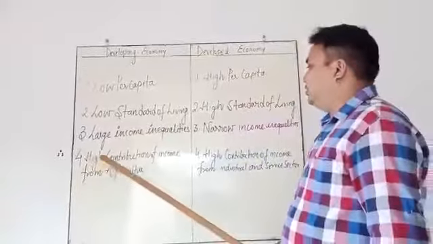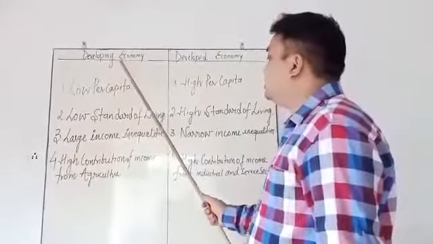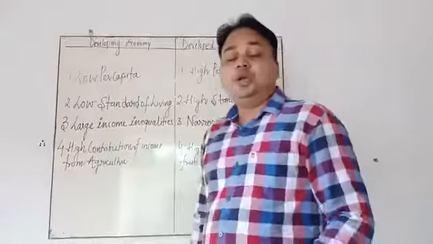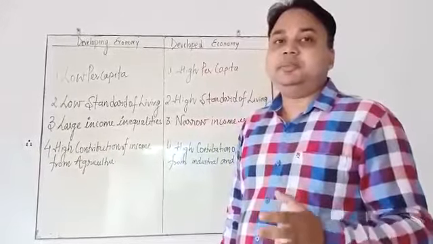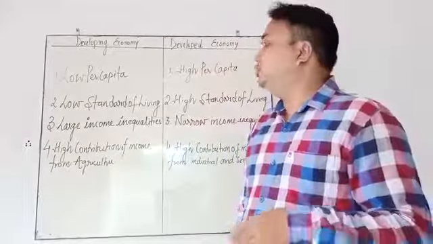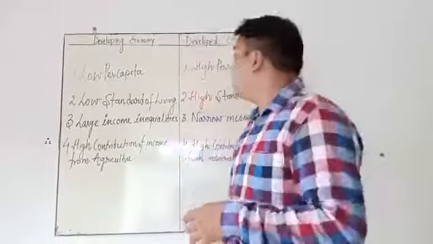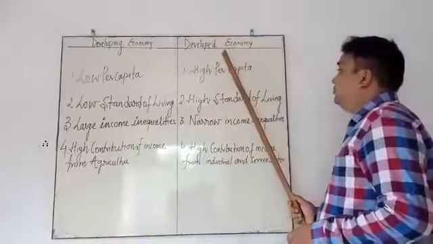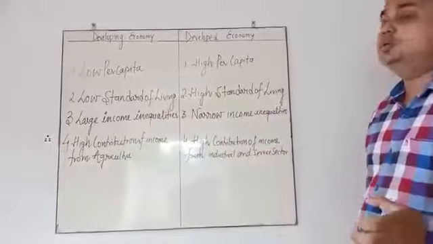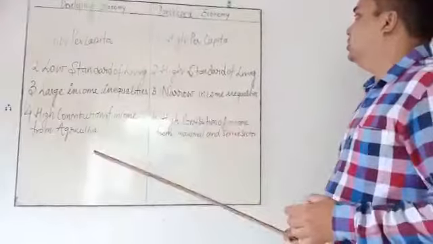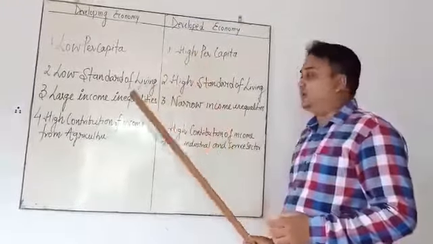Now the fourth point, which is also very important: these types of economy basically depend upon agriculture. Agriculture is the main source of income. That is why the developing country cannot produce more output, whatever they require. Now come to the developed economy. My dear student, in developed economy, the GDP is more than developing economy. So, if GDP is high, the per capita income is also high.